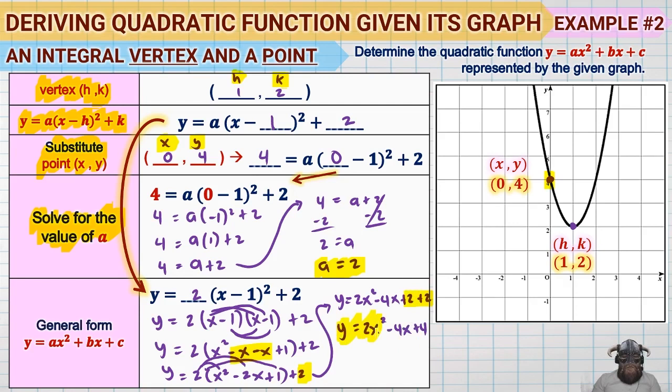So, this is now our general form. y is equal to 2x squared minus 4x plus 4.